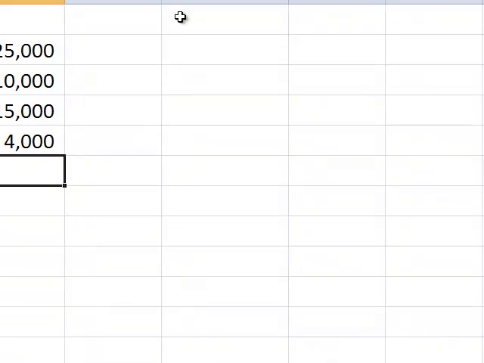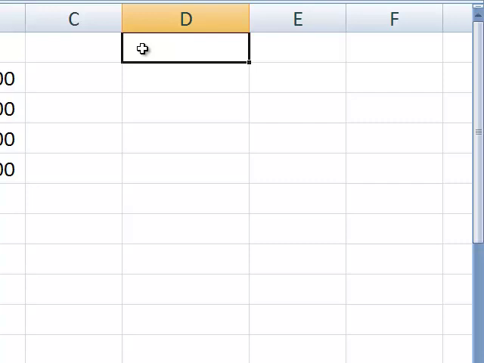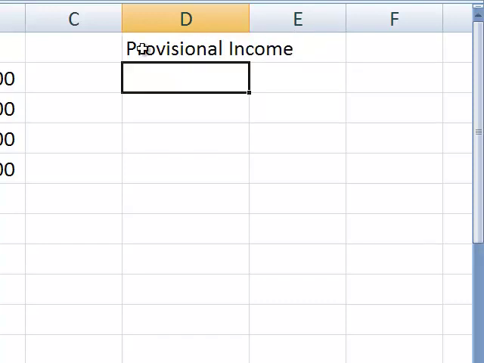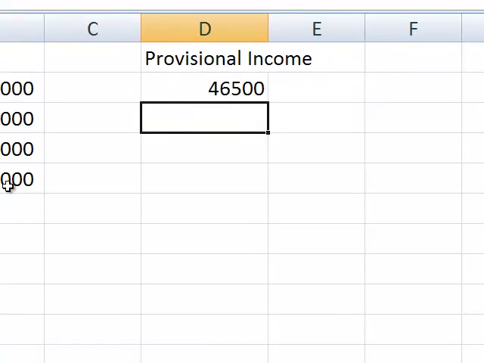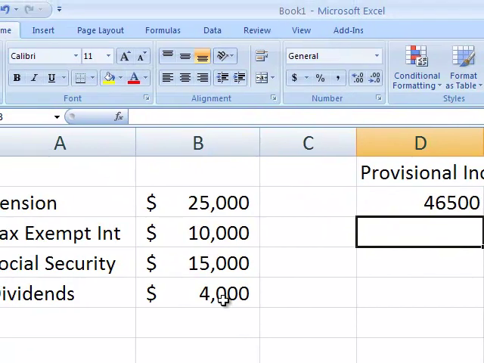So the number that we're looking at is what's called provisional income. It is all the income. It is the pension, the tax-exempt interest, half of the Social Security, and the dividends. So $46,500 is this couple's provisional income.